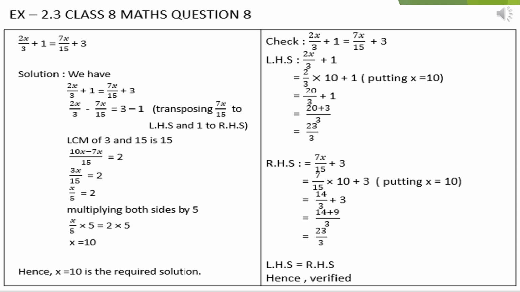Now RHS. In RHS, we have 7x/15 + 3. Now we put the value of x, that is 10. After putting the value, we will get 7/15 multiplied by 10 + 3. After solving, we will get 14/3 + 3. Now we will take the LCM, that is 3. After getting the LCM, we will solve it, and after solving, we will get (14 + 9)/3, that is equal to 23/3. Hence, LHS equals RHS, so our solution is verified.